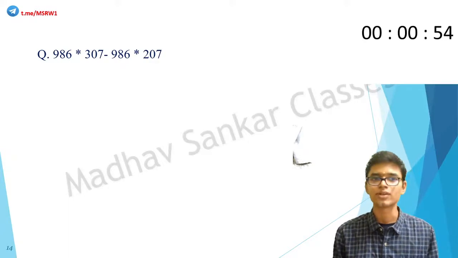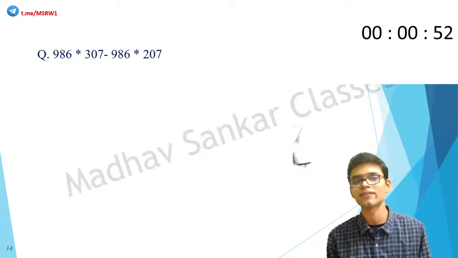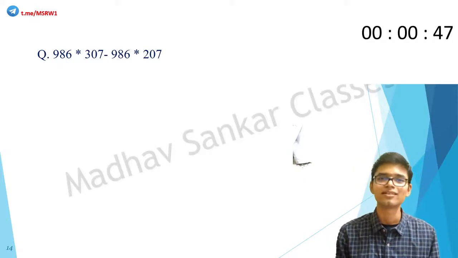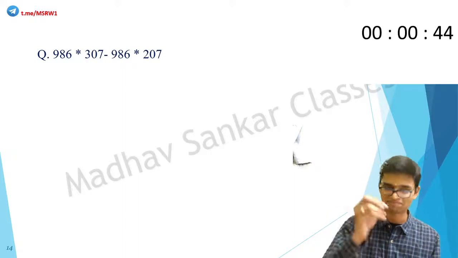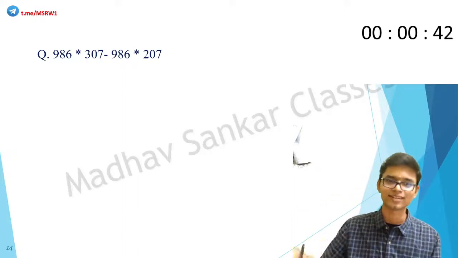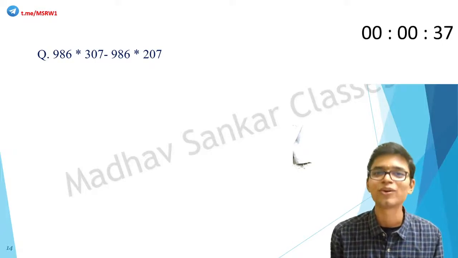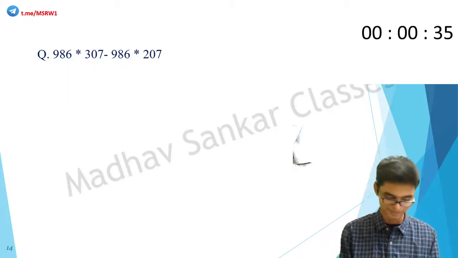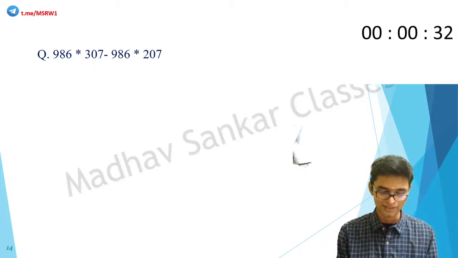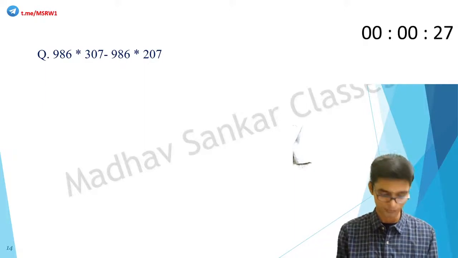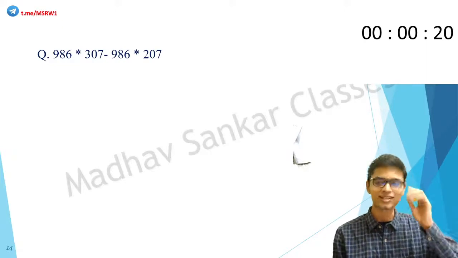So give me the answer to this question. 986 into 307 minus 986 into 207. Tough question, right? Think about this, multiplying everything and then subtracting it and then finding out the answer. Come on. Who can give me the answer quickest? Be intelligent, guys. Okay, be intelligent. Don't jump into it. 20 seconds to go.